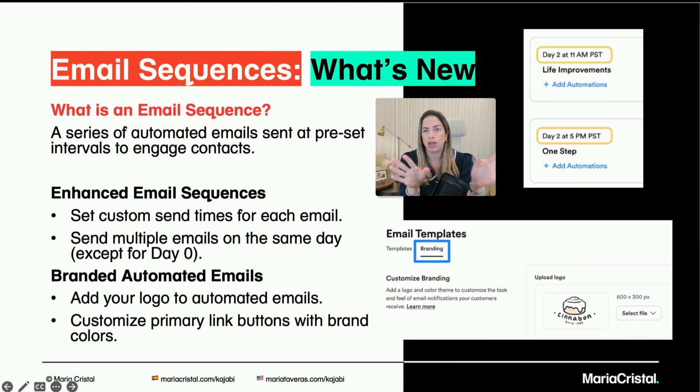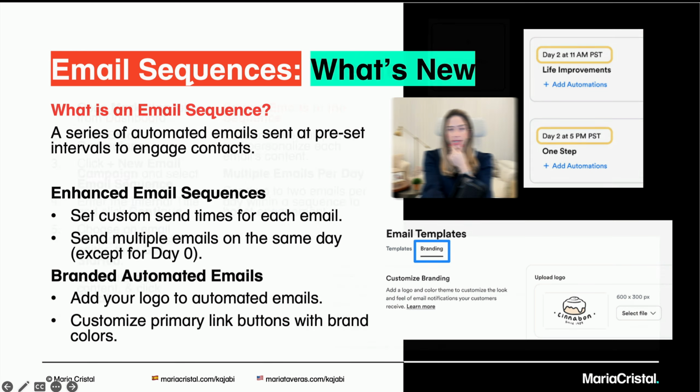So what's new with email sequences? Basically, email sequences are a series of automated emails that are set to be sent at a specific time, depending on when people opted in. So what's new is that now you can add more than one email per day and define the time when they are going to receive it. And you can brand this automated email. There are no templates like the broadcast, but you can always brand them with your colors and your logo, basically inside the Kajabi email templates branding settings.